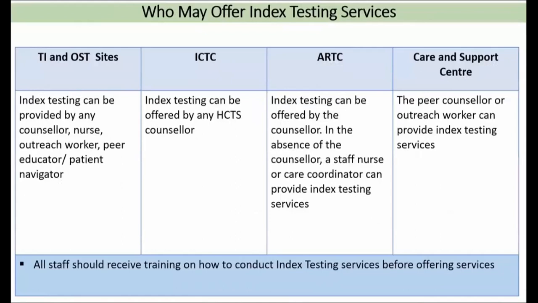So now we have talked about where these services can be provided. Now we will talk about who may be offering index testing services. At TI, it can be a counselor, staff nurse, outreach worker, peer educator, or navigator. At ICTC, it can be the ICTC counselor. At ART center, it can be the counselor, staff nurse, or care coordinator. At care and support center, it can be the peer counselor or outreach worker. It can be anyone who is trained in index testing services or has the basic skills.